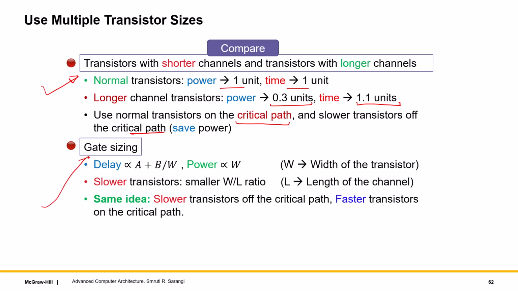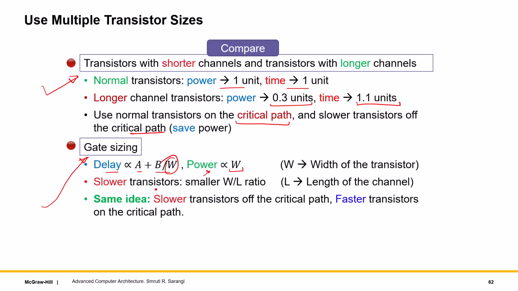Similarly, along with the channel length, gate sizing. So the delay typically looks like this: A plus B by W, where W is the gate size, sorry, the width of the transistor. Yeah, so larger is the width of the transistor, lower is the delay. For obvious reasons, it's bigger, so it can store more charge, it can affect transitions faster. But wider it is, more is the power.